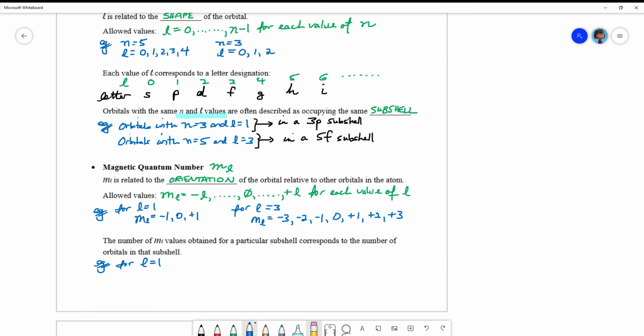L equals 1 is sometimes just referred to loosely as a p subshell. Well, in that p subshell, we know the values of m sub L, we already worked them out previously, are negative 1, 0, and positive 1. So we got 3 values of m sub L, and this means that there are 3 orbitals in this subshell.